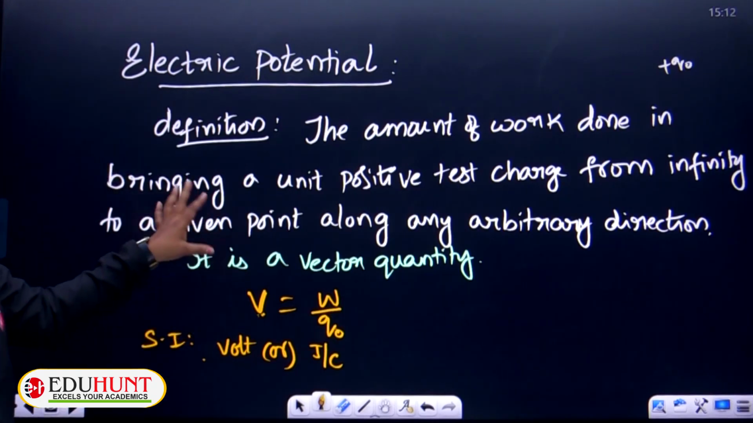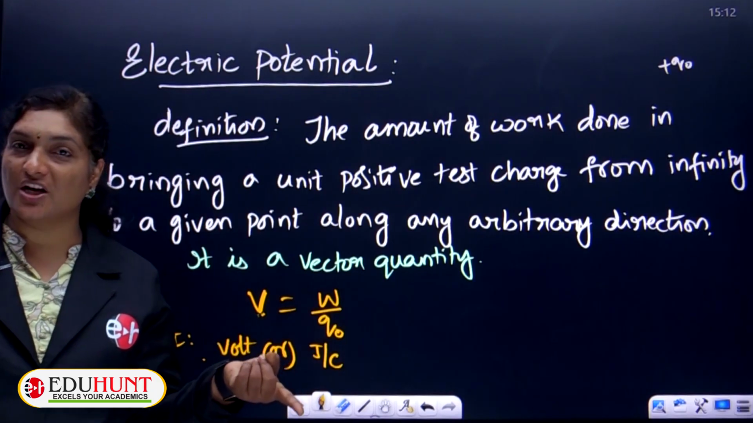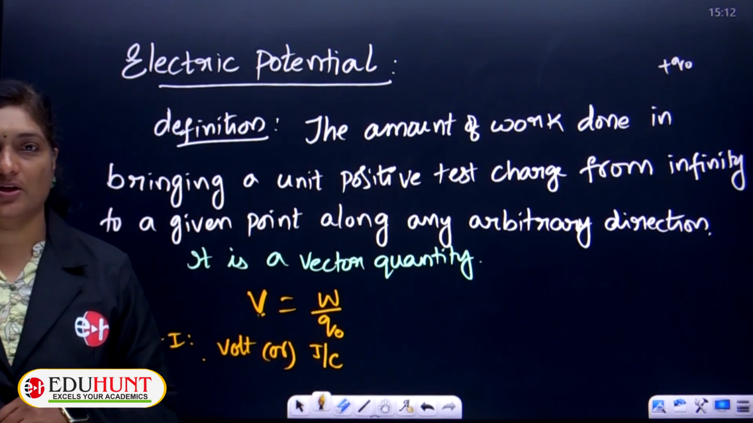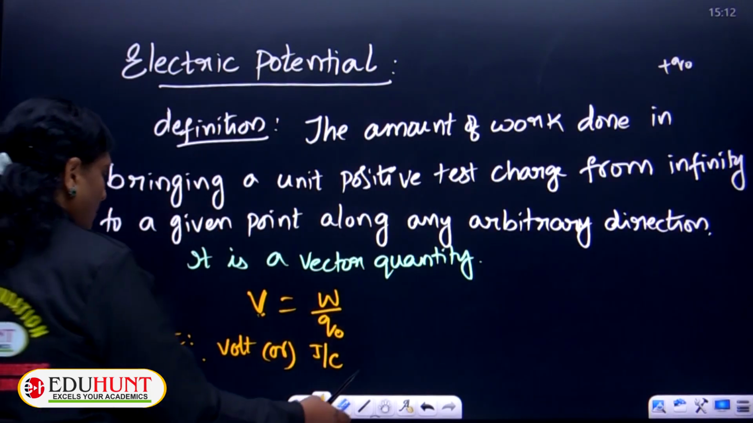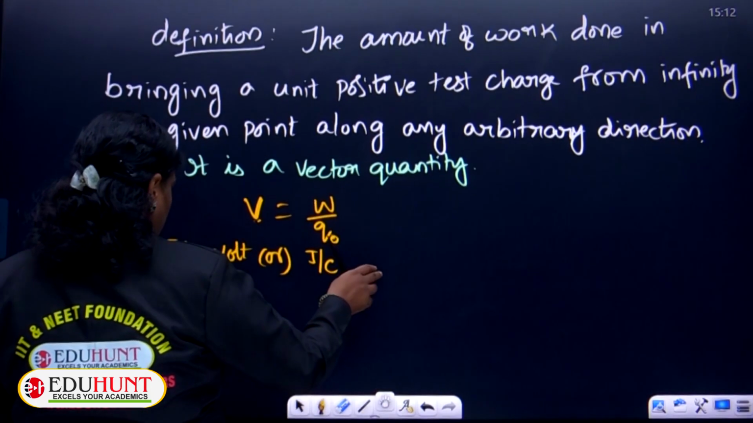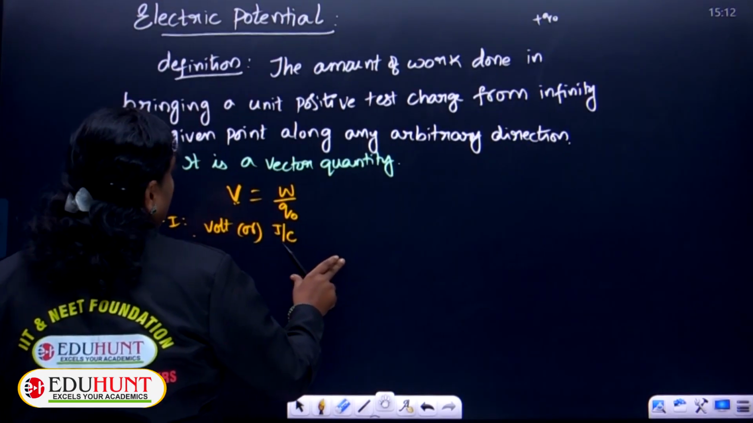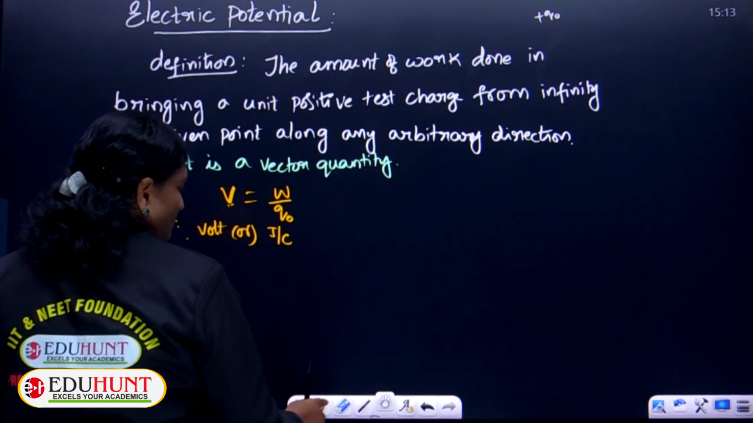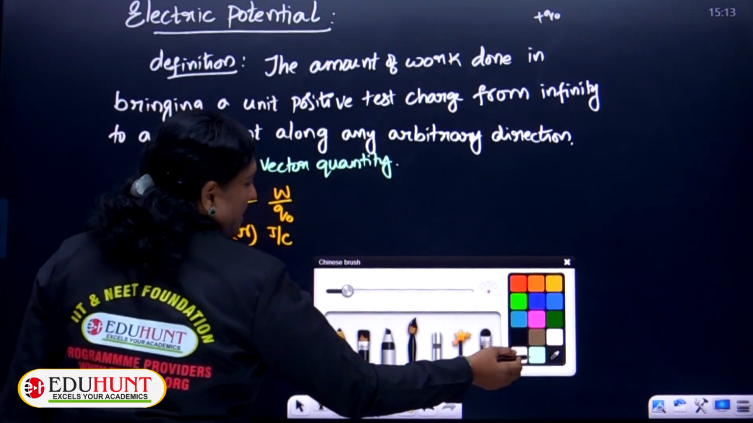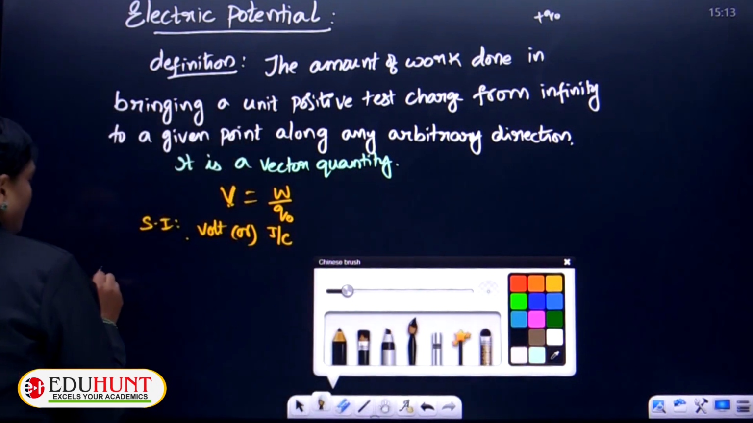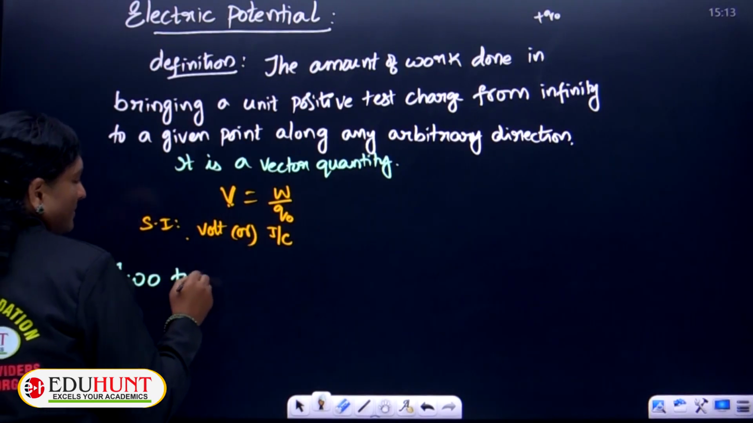Children, always remember that electric potential is again of two types. One is positive potential, the other is negative potential. Potential due to a positive charge is taken as positive potential, whereas the potential due to a negative charge is taken as negative potential. So, two types of potential.